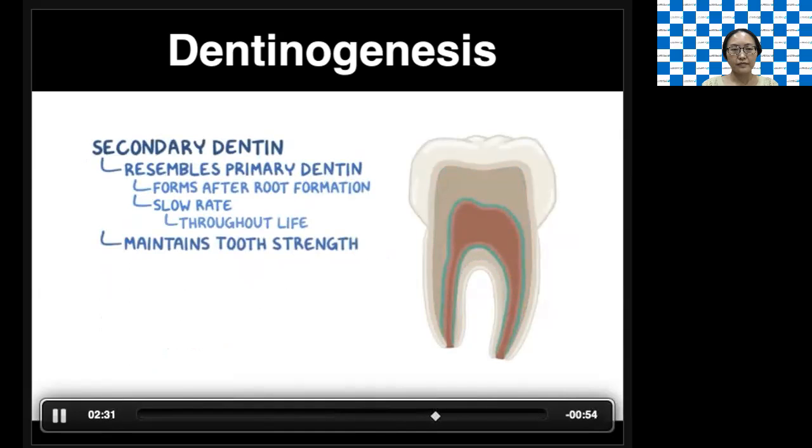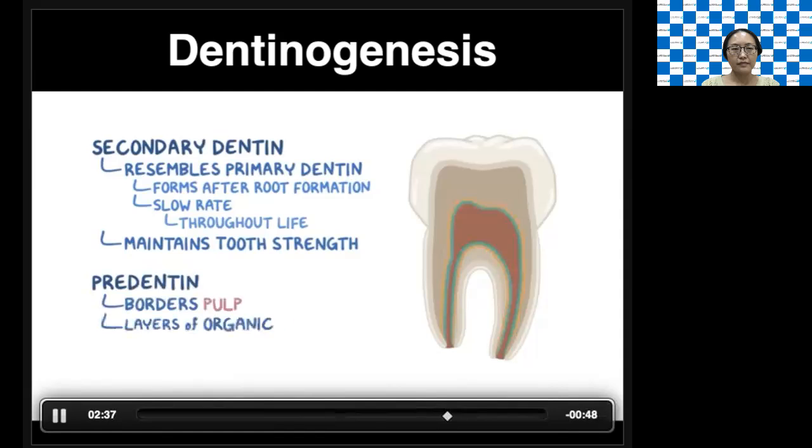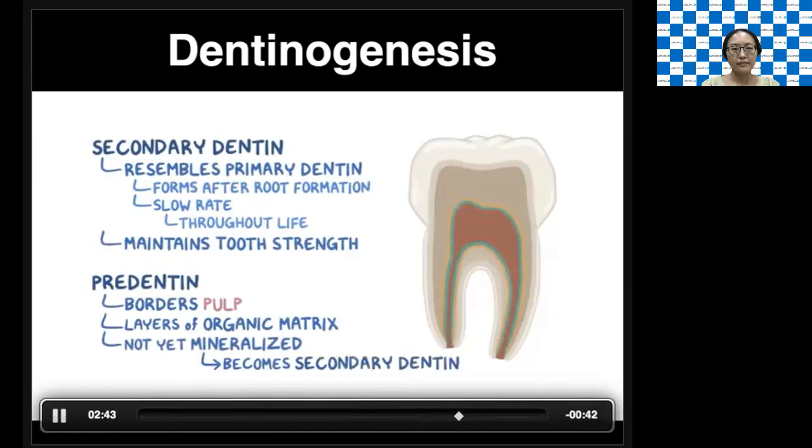After the secondary dentin, there's a thin layer called the predentin, which borders the pulp. The predentin is a layer of organic matrix that hasn't yet mineralized. And as it mineralizes, it becomes secondary dentin.